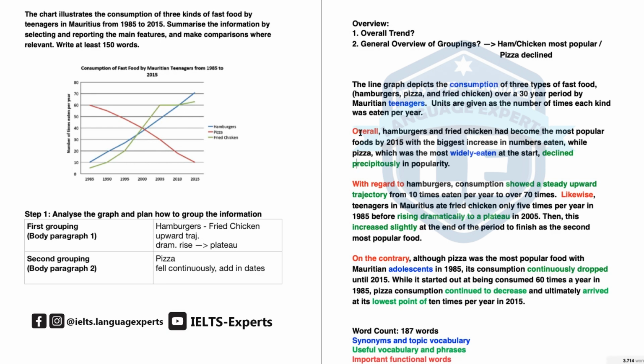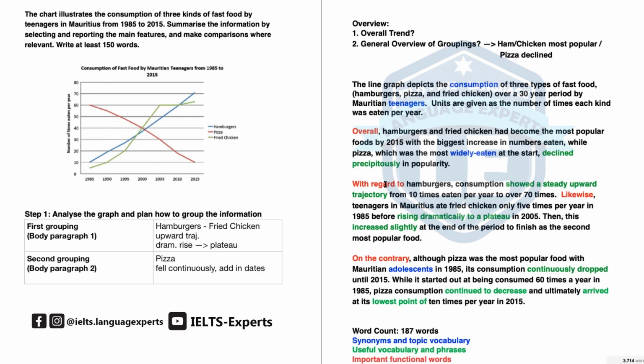So overall is a great word to use here. Widely eaten is a great topic vocabulary here. So it is not included, but we see that it was the highest, most eaten type of food. So widely eaten is a great adjective here. And then declined precipitously is an excellent way to say sharply, steeply in popularity, which is how it declined. It was quite drastic. Now, our body paragraph 1 is all about hamburgers and fried chicken.